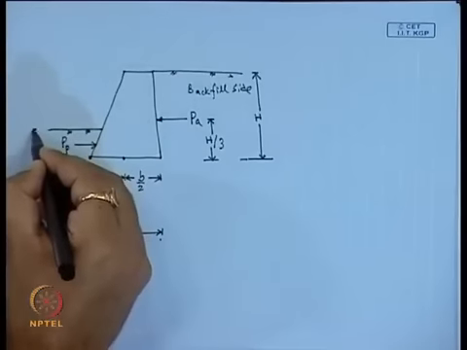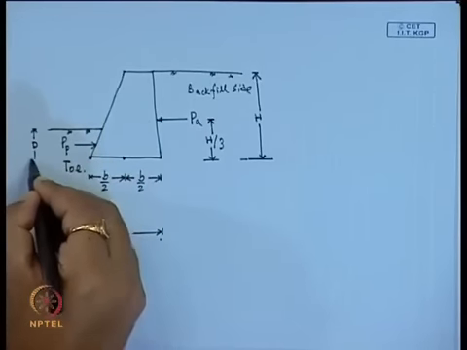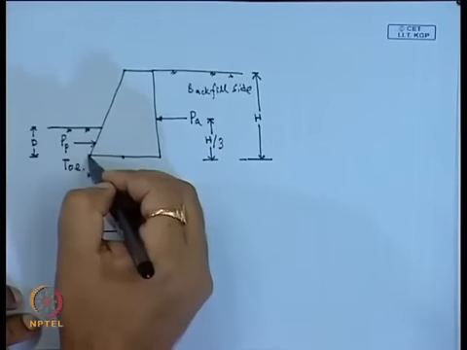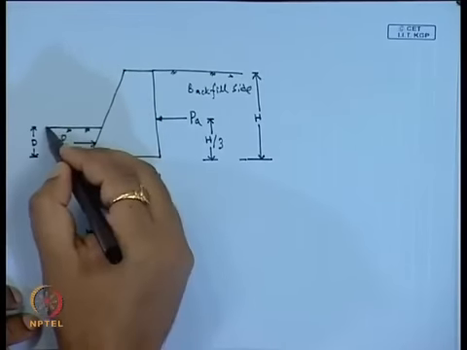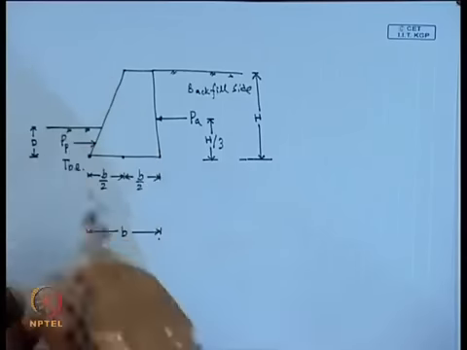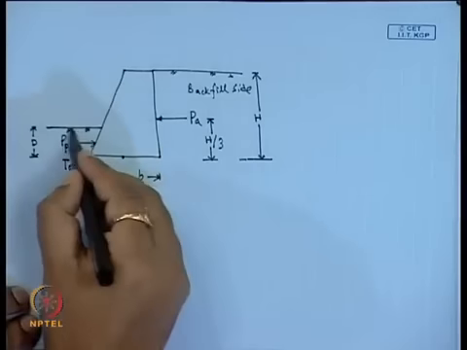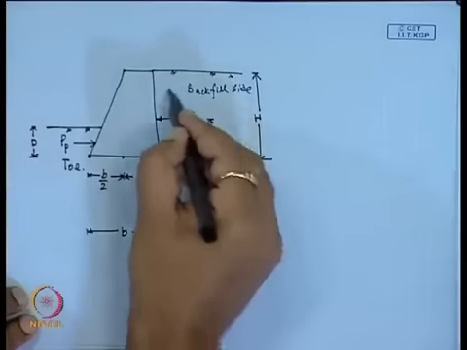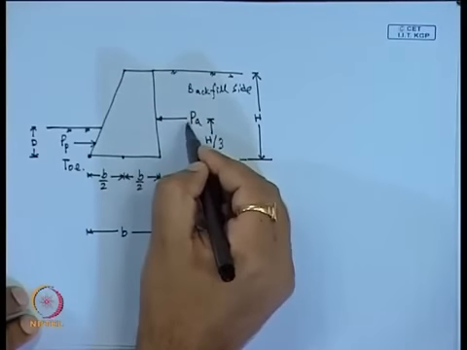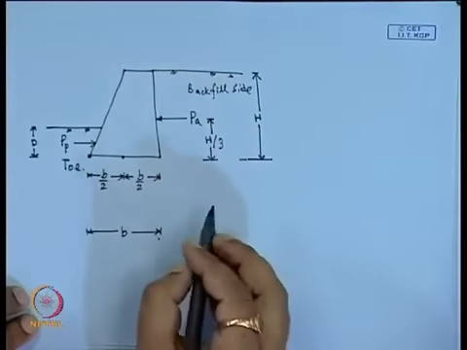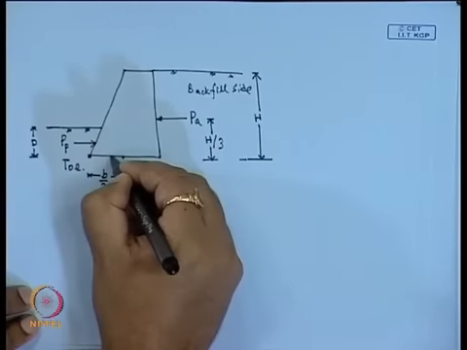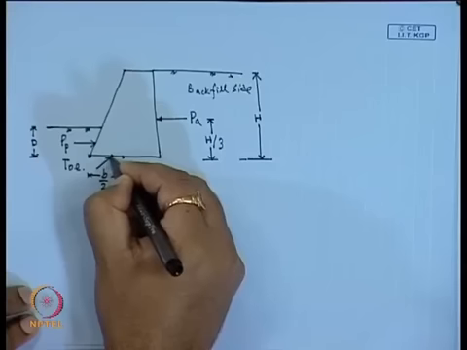Suppose the base of the retaining wall is at a depth of D from the foundation soil, where this soil will apply a passive earth pressure, and this soil will apply an active earth pressure. And now, if we go for the reaction force for the base of the retaining wall.